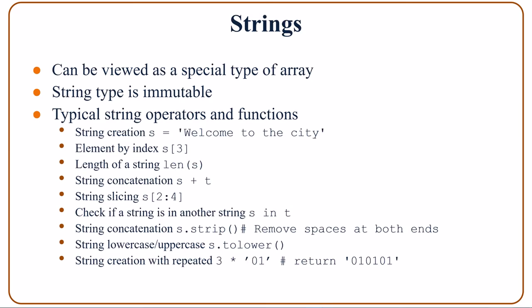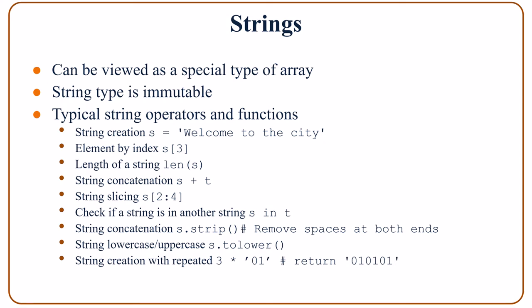Now we talk about strings. A string can be viewed as a special type of array. Once created, a string cannot be mutated, meaning you cannot change anything in an existing string. Typical string operators and functions include string creation. So let's say we create a string with the value "welcome to the city". Here the variable s is assigned the string "welcome to the city", so it has the memory address of the string in memory.